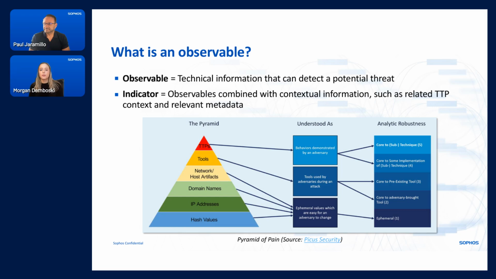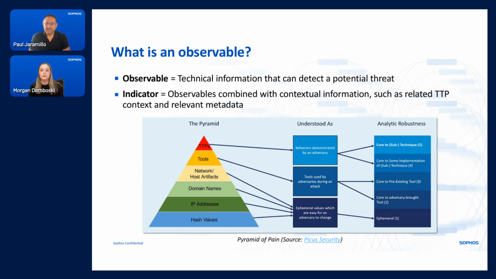And though observables or indicators like reused infrastructure, like IPs and domains, are very important to track, what's important to keep in mind is that many observables can be easily changed. So ideally, we want to look for higher quality indicators that aren't as easy for attackers to swap out. So the higher up on the pyramid of pain, the better. Yeah, that's a great point.